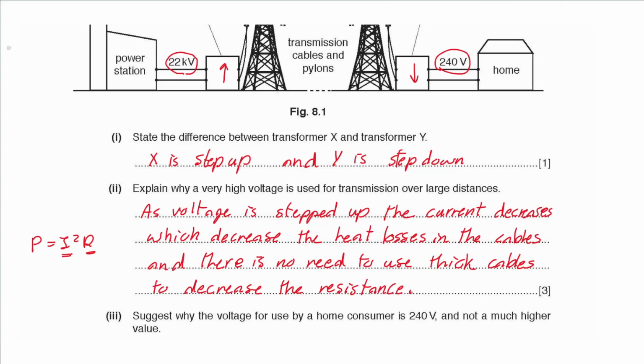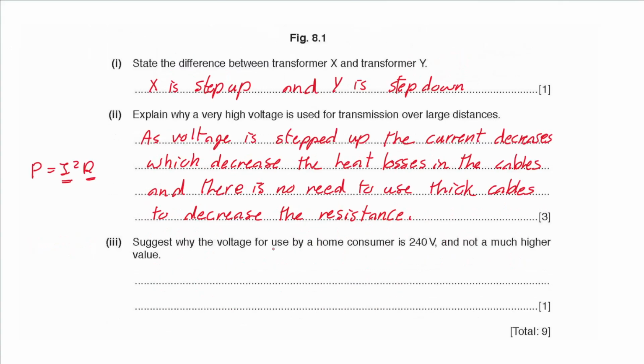So we say there is no need to use thick cables or thick wires to decrease the resistance, which causes power losses. Part iii says suggest why the voltage for use by a home consumer is 240 volts and not a much higher value. Just to be safe to use, because a high voltage will create a high current and the high current causes much damage.